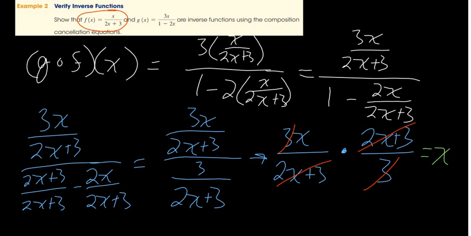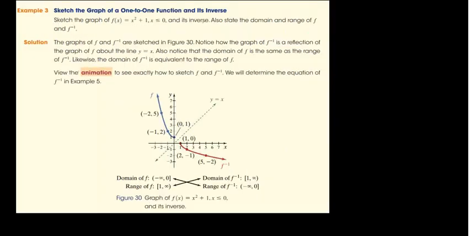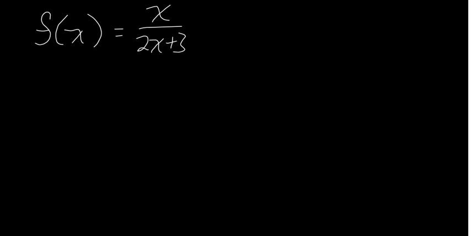So f of x is equal to x over 2x plus 3. Okay. Anyways, let's do this. So step 1, we change f of x to y. So we're going to just change it to y like this. Let's put it in white. Be consistent.